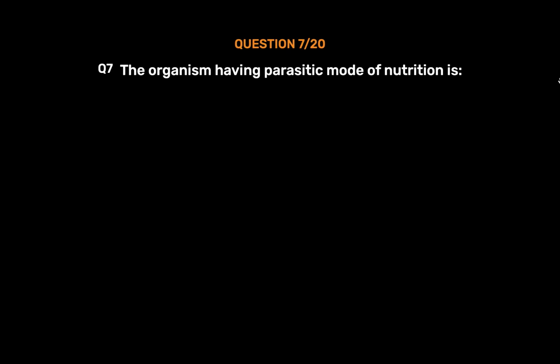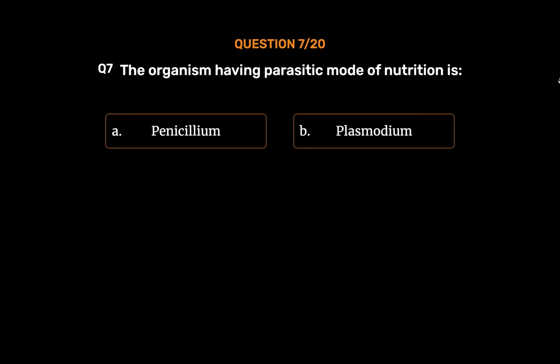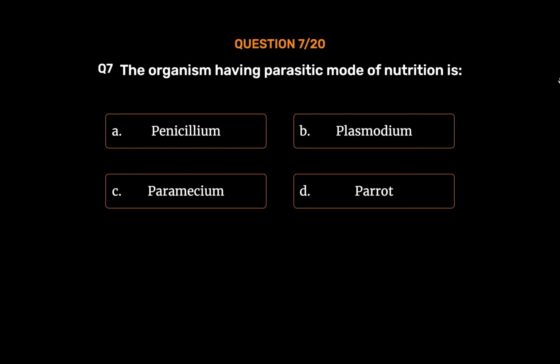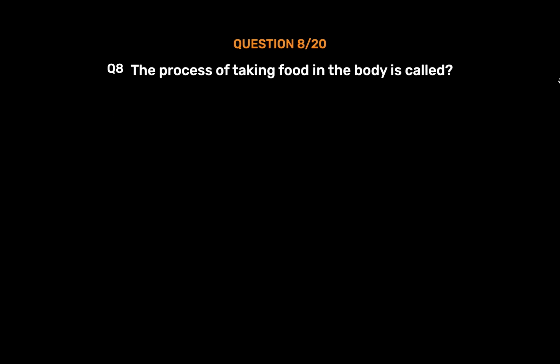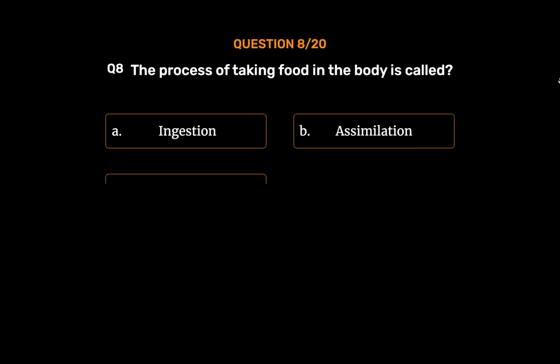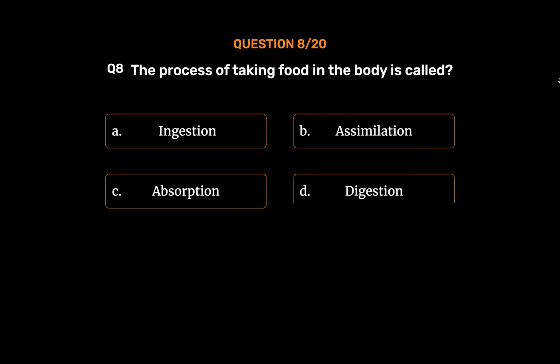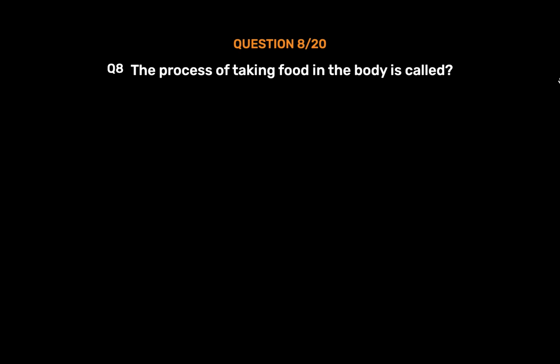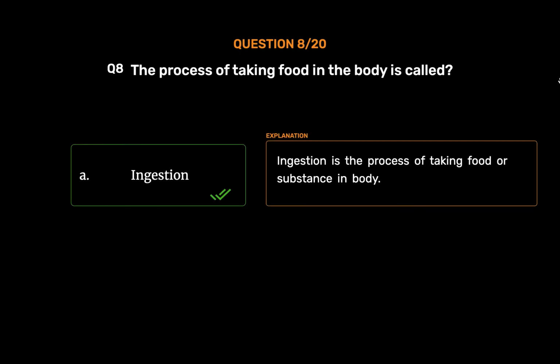Question number 7. The organism having parasitic mode of nutrition is Option A. Penicillium. Option B. Plasmodium. Option C. Paramecium. Option D. Parrot. The correct answer is Option B. Plasmodium. Question number 8. The process of taking food in the body is called Option A. Ingestion. Option B. Assimilation. Option C. Absorption. Option D. Digestion. The correct answer is Option A. Ingestion. Ingestion is the process of taking food or substance in body.